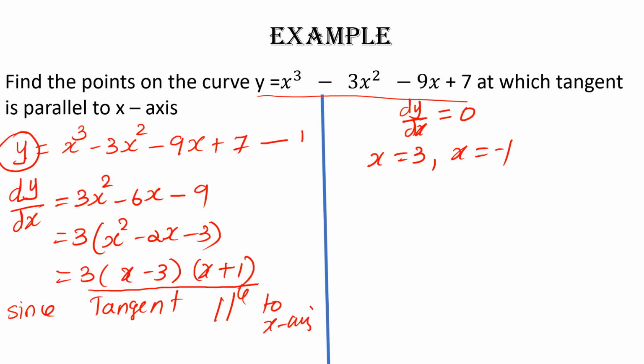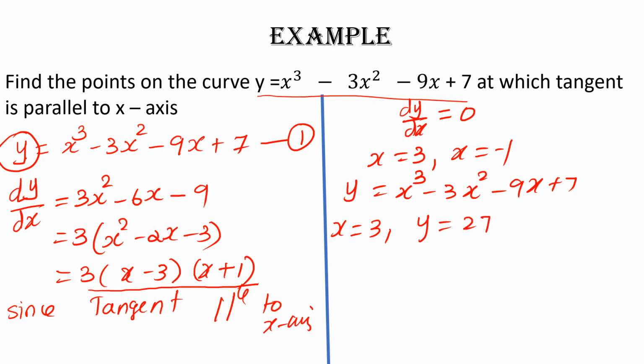Now let us take the equation number 1. y is equal to x cube minus 3 times of x square minus 9x plus 7. Substitute x is equal to 3. Therefore, y is equal to 27 minus 27 minus 27 plus 7, which is equal to minus 20.